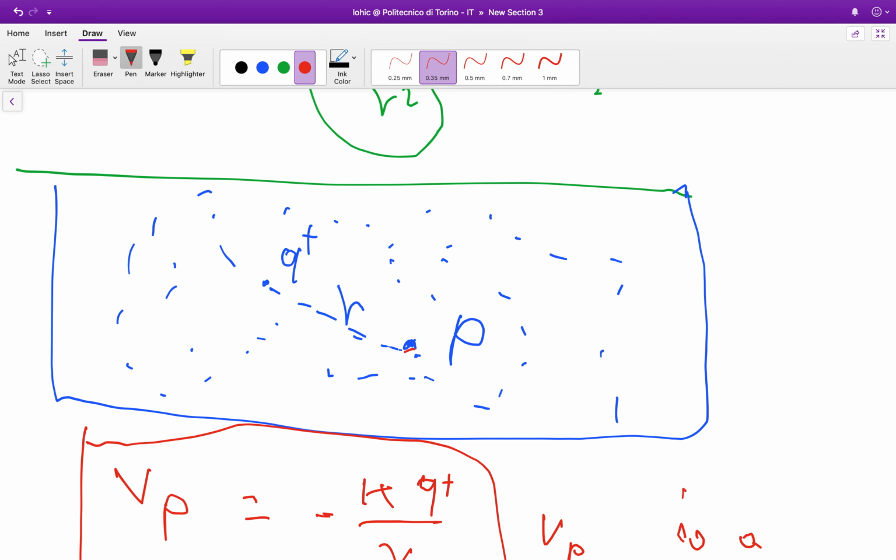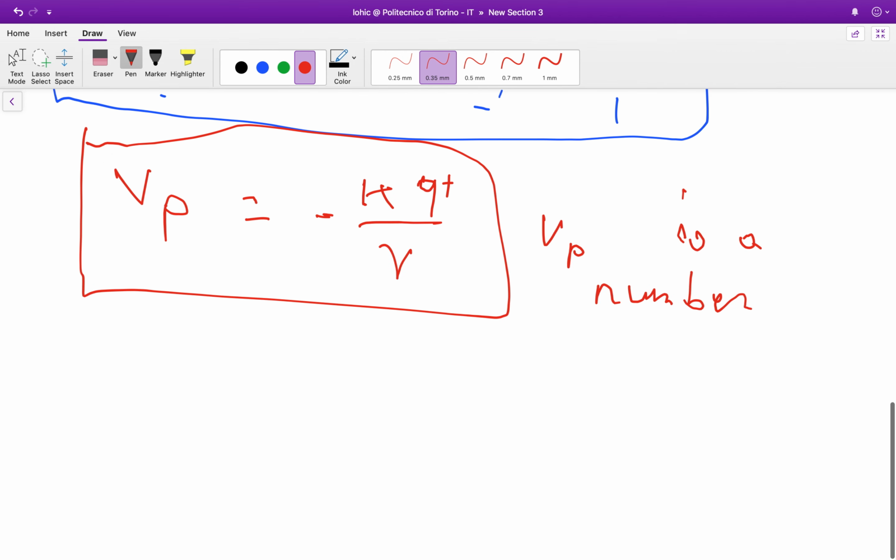Is it clear? For example, if I put the point H here, we will say that the potential here will be Vh, yes or not? And so on and so forth. Okay, we have Vp equal to minus K Q plus over R. So what is the relationship between the field at a given point and the potential at the same point? Let's try to find out the relationship.